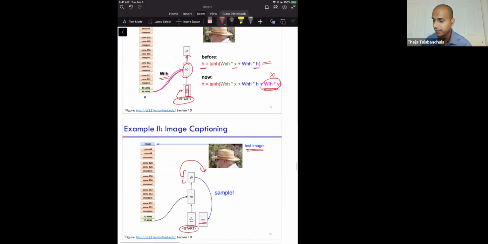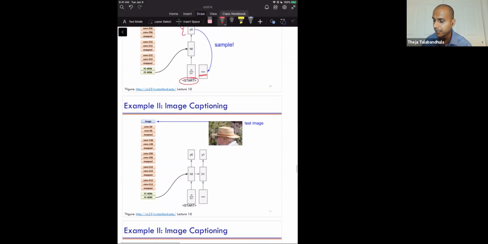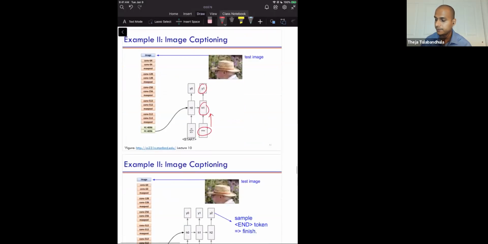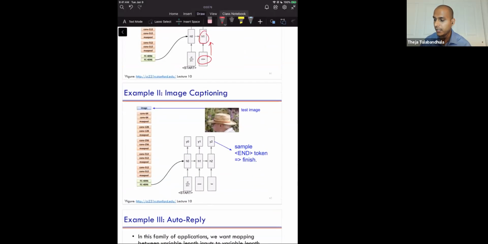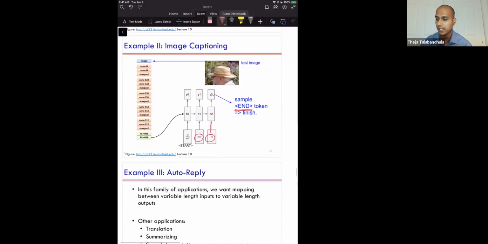After you've trained your RNN, you sample from there, and then the sample is the one which is inserted when you compute the next output, and so on. In this test time operation, you want to hopefully sample the end token, or ensure that the score for the end token is the highest, and then you stop. So that's how you would do image captioning for a test image.